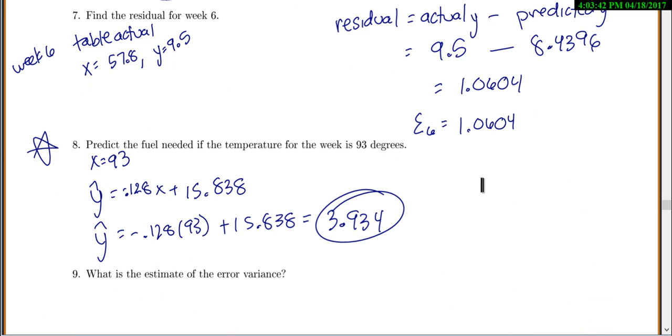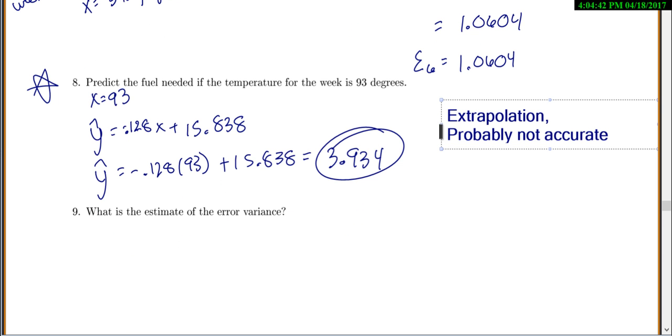So let's make ourselves a note that we did do the prediction as asked, but it's probably not going to be accurate. So I can do the prediction, and sometimes that's the best guess that we have, and we'll take it even though we realize it's probably not accurate. But keep in mind, if you are asked to find something for data that's far away from your original data, it's probably inaccurate. And finally, what is our estimate of our error variance?